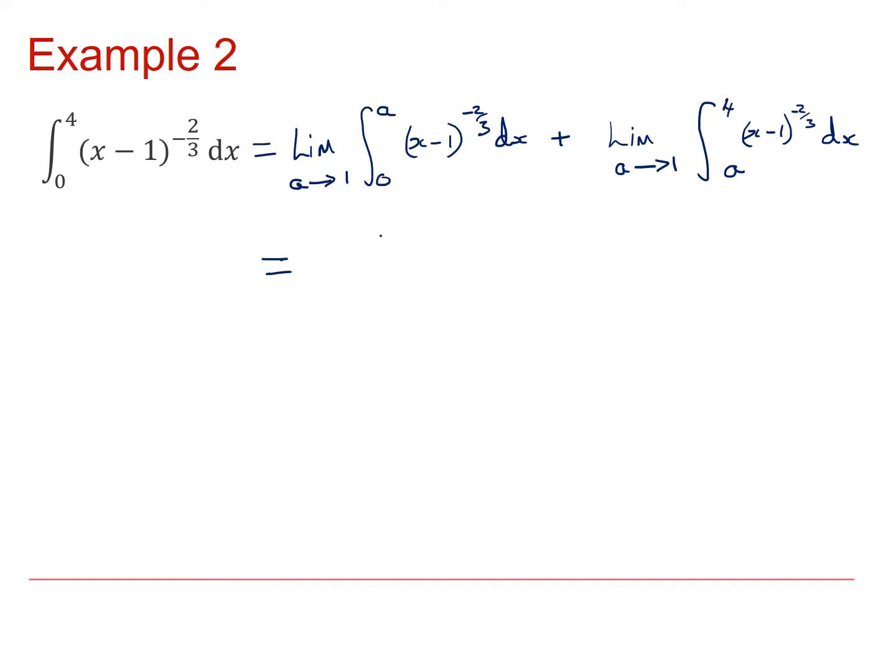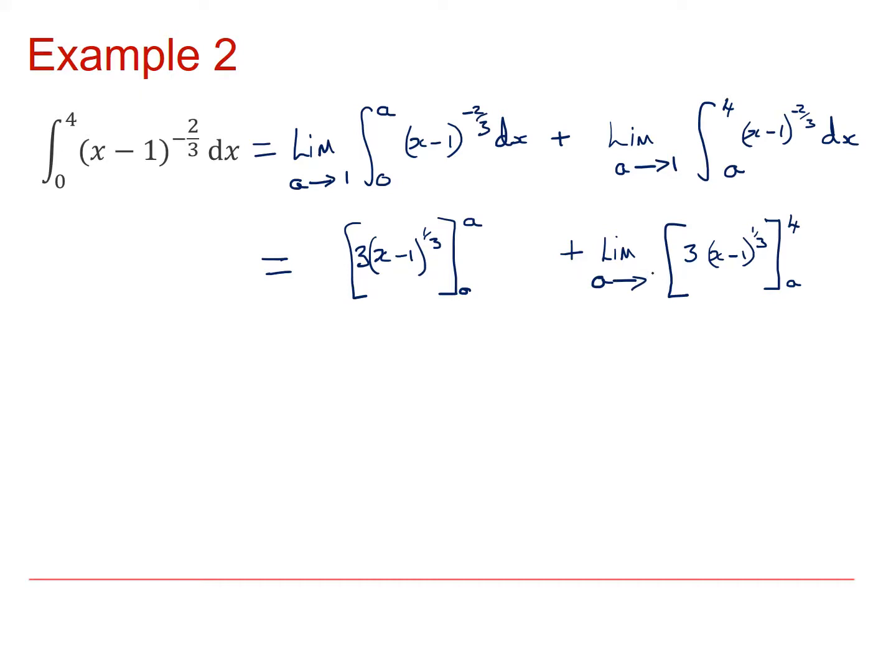Okay, so when I integrate (x minus 1) to the minus 2/3, I'm going to get (x minus 1) to the 1/3 multiplied by 3. And that is between 0 and a. So the second part is going to be 3 lots of (x minus 1) to the 1/3, and that's between a and 4. And in both cases, again, what happens as a tends to 1?